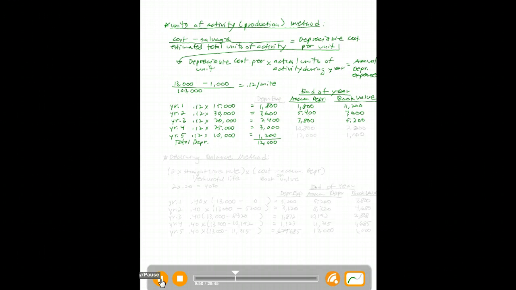Cost, the accumulated depreciation at the end of the fourth year is $10,800. So our book value is 2,200. Remember, that is the 13,000 minus our accumulated depreciation. The end of the 5th year, accumulated depreciation is 12,000. 13,000 minus 12,000 gives us an ending book value of 1,000.